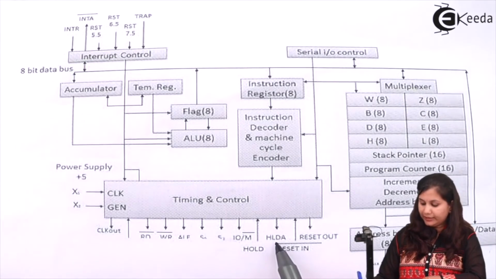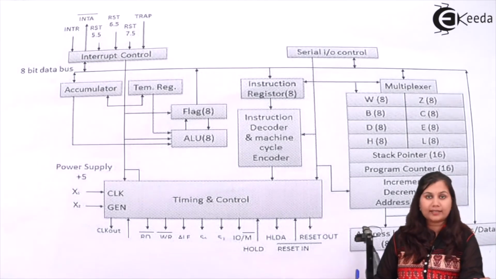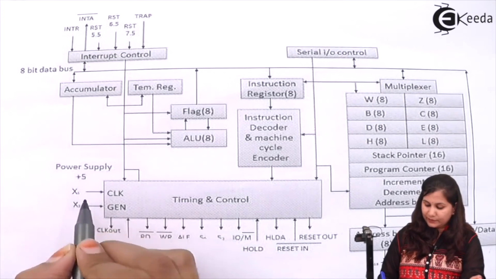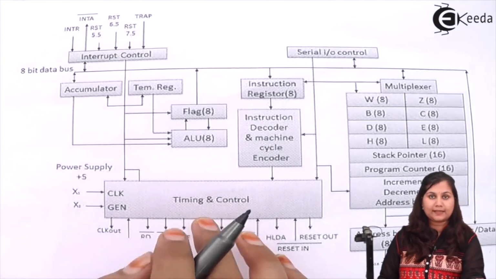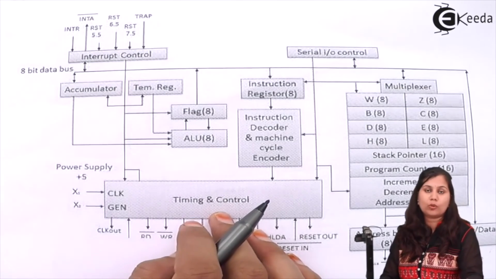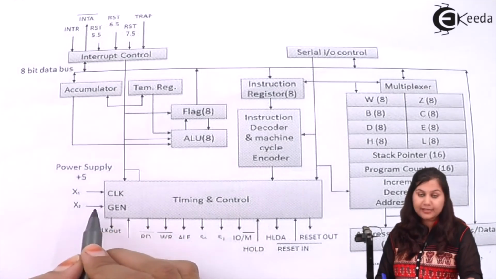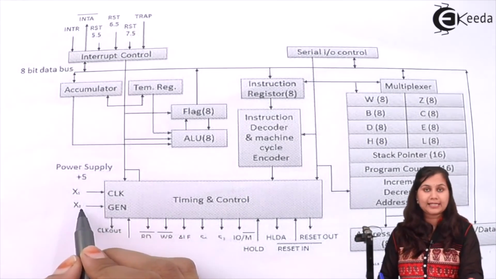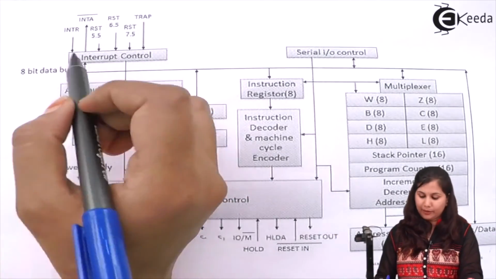Hold and HLDA are used in the interrupt signals. Reset in and reset out are used to reset the microprocessor, bringing it again to the initial conditions. X1 and X2 provide the clock signals to the microprocessor. The plus 5 volts voltage supply is connected here, and the crystal which provides the 3 megahertz clock frequency is connected here. Then we have the 8-bit data bus, which we have studied.